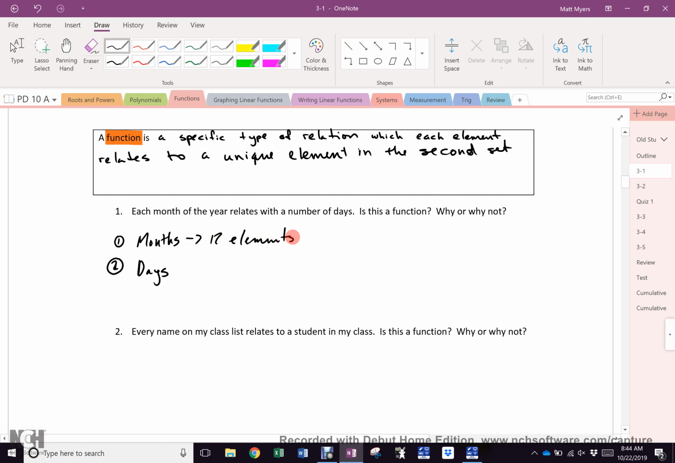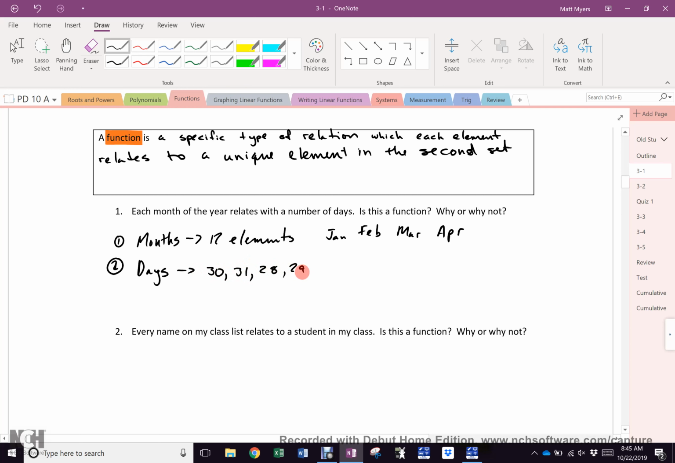I will enter just the first couple. Jan, Feb, March, April, right? And then so on. We know the rest. Now, how many elements are in the second set? No. You do know. How many days can there be in a month? There is 30 or 31 or 28 or 29.